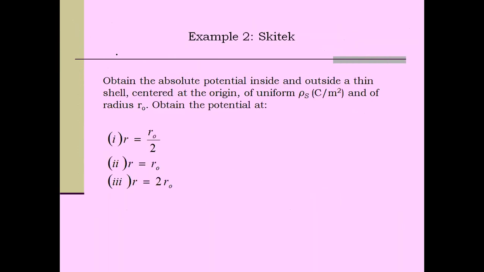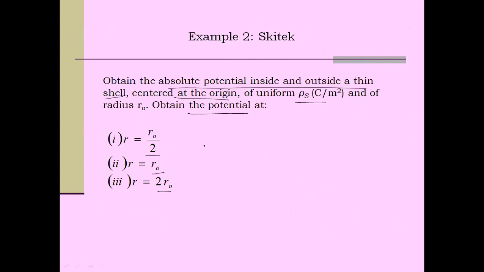Then we proceed with the next example, in which we have a case of a circular shell. Find the absolute potential inside and outside a thin shell centered at the origin of uniform rho s and of radius r naught. Obtain the potential at r naught over 2, r naught, and 2 r naught.